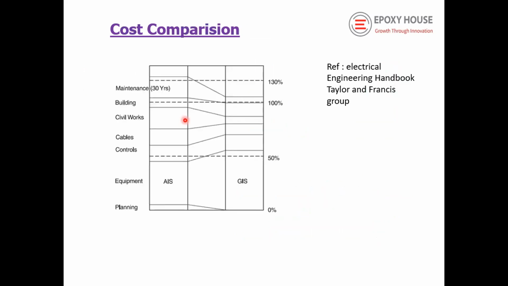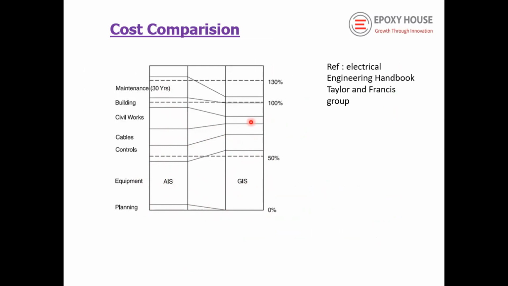This is for the cost comparison. When you compare AIS and GIS, planning time is nil for this one, and the equipment cost is high for GIS. The controls cost is almost the same, and the cable cost is very less here. Here, if you see, it is reduced, and the civil work cost is very high. Civil work cost is very high for the AIS compared to this.